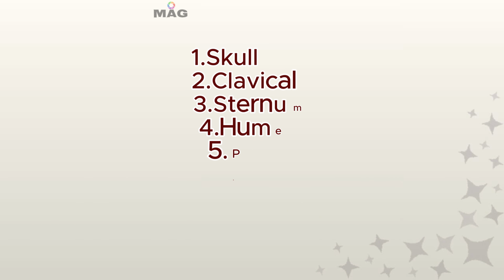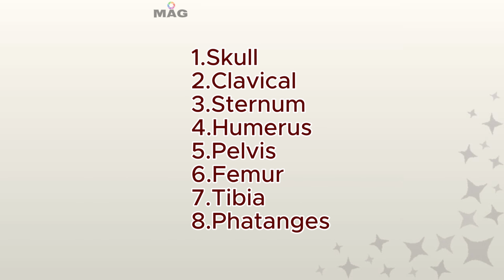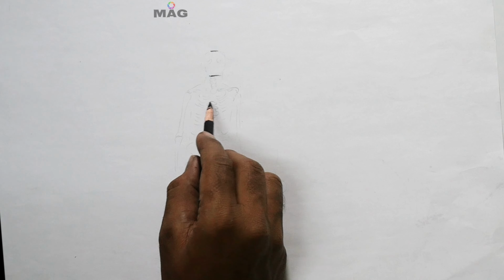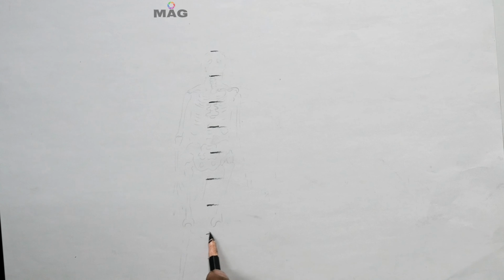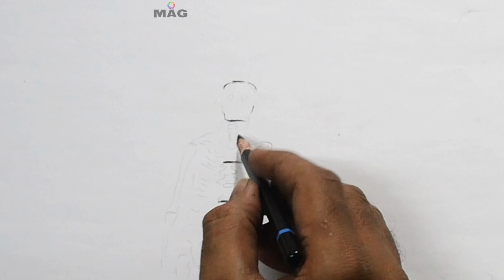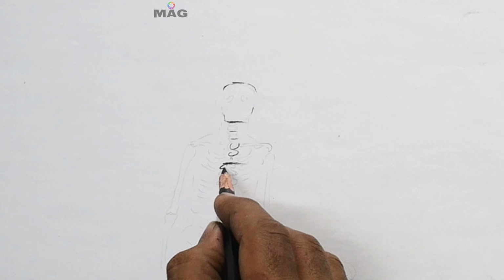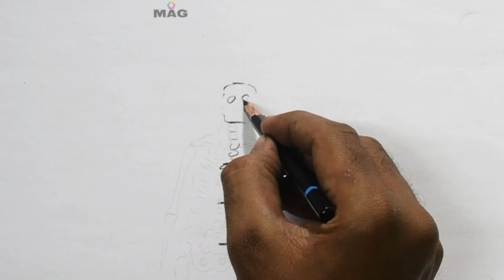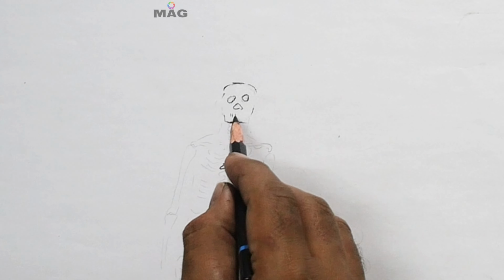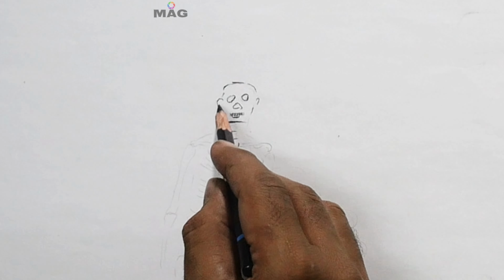In this video, I will teach you how to draw a human skeleton. First, I will divide it into 8 equal parts. First part. The human skull generally fits into a human body about 7 to 8 times. Draw a skull with eyes, nose, teeth, and add cheeks.